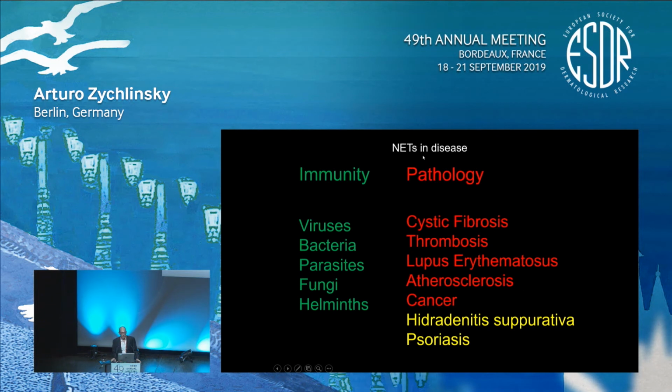And nets have now been linked to many pathologies. The production of nets at the wrong time and in the wrong place, or the lack of degradation of the nets, has been linked to cystic fibrosis, thrombosis, lupus, many other autoimmune diseases, and arteriosclerosis. There is very interesting new literature showing that nets actually promote cancer metastasis. But there are two examples that I would like to briefly mention, hidradenitis suppurativa and psoriasis.